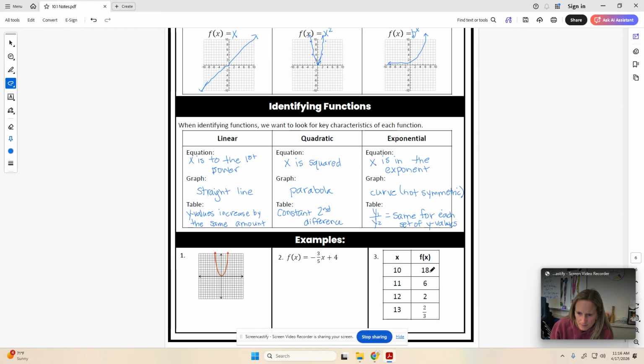So if I look at my neighboring y values in the table, because all these x values are increasing by 1, if I do 18 divided by 6, I get 3. And if I repeat that with the 6 and its neighboring values, so 6 divided by 2, I get 3 again. And if I divide 2 by 2/3, I'm going to get 3 again. And since that quotient is the same for all three of them, I know that this is an exponential function.